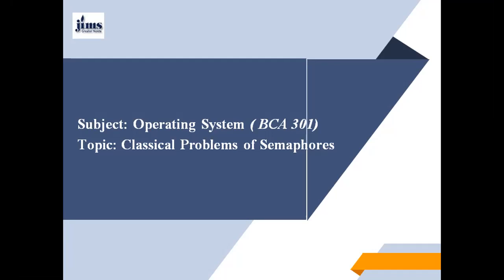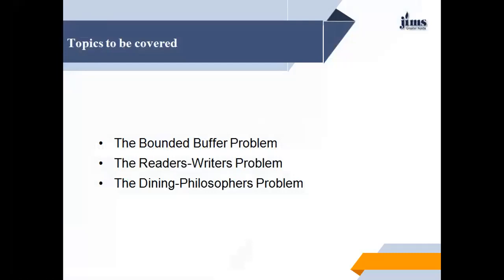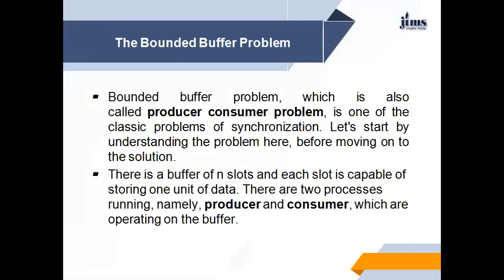So, let's start. Basically we will discuss three classical semaphore problems. One is the bounded buffer problem. Second one is the readers writers problem, and the third one is the dining philosophers problem. So let's start with the first one, that is the bounded buffer problem.